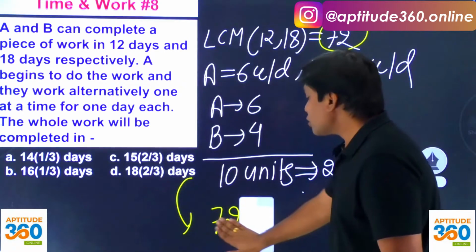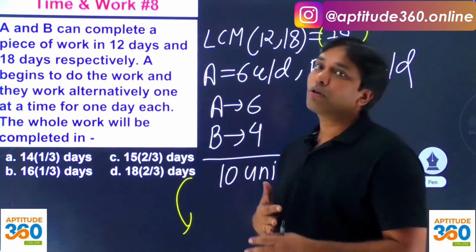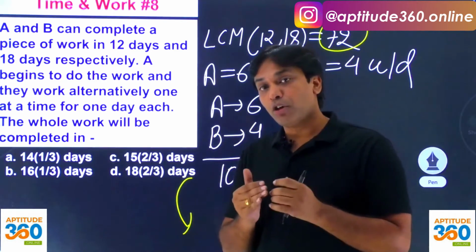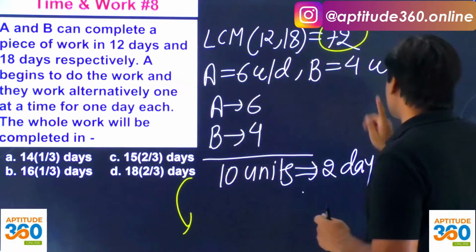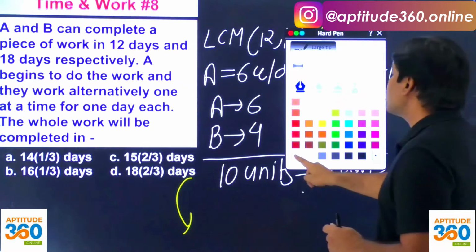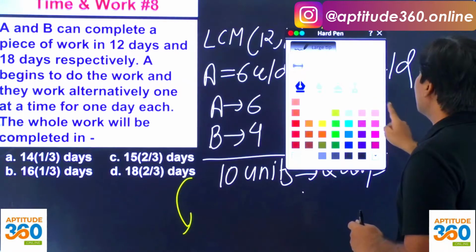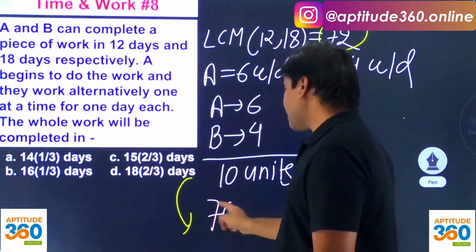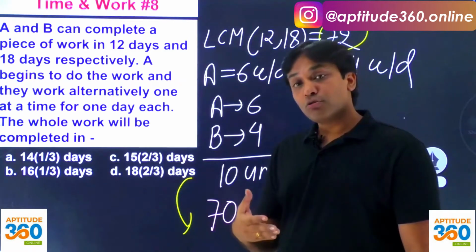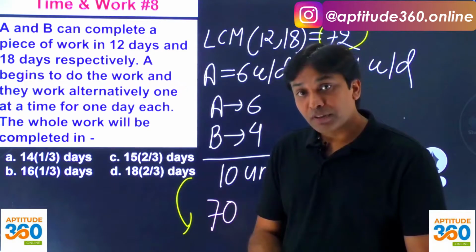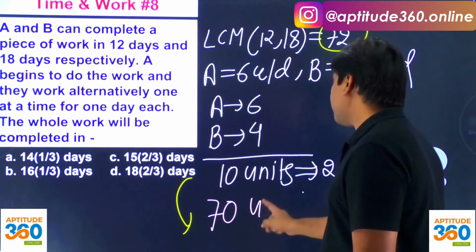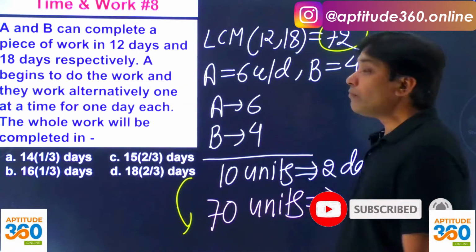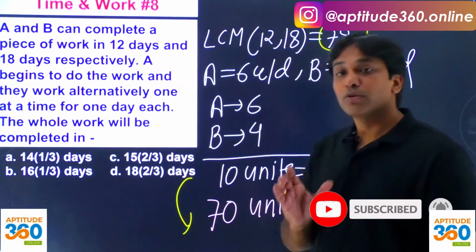If 72 is not a multiple of 10, then another approach to this problem should be: which number around 72 is a multiple of 10? Around 10, which is 70. Is 70 closer to 72 here? Is it a multiple of 10 here? So let us first find out in how many days they would be able to do 70 units of the work.